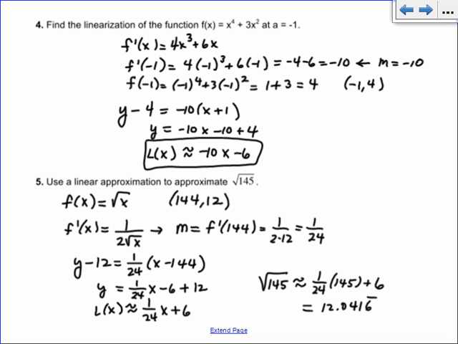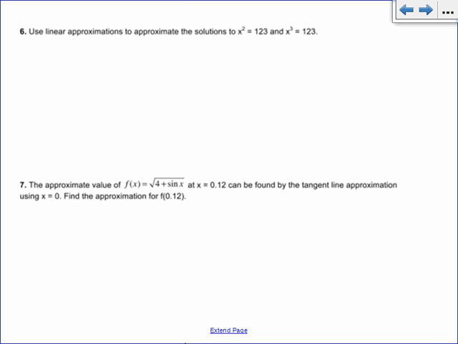All right, does that seem close? Yeah, seems pretty good. As long as you're not getting something like 100 and you're like, wait, square root 145 isn't 100. It should be pretty close to 12.